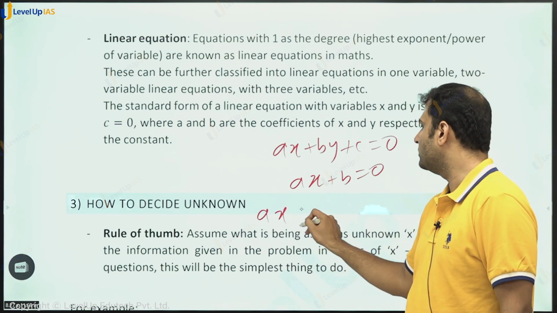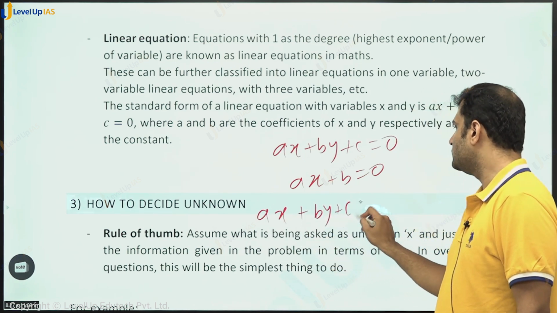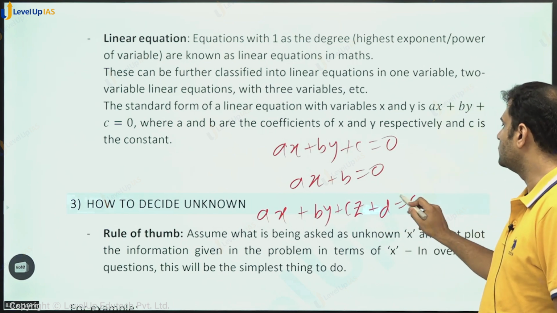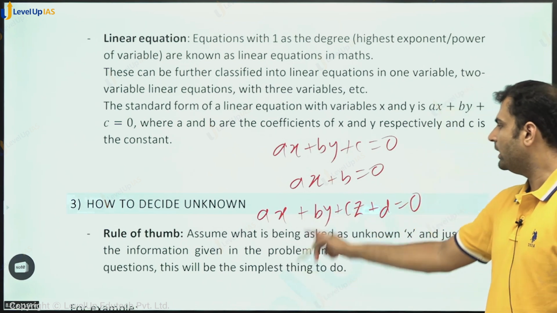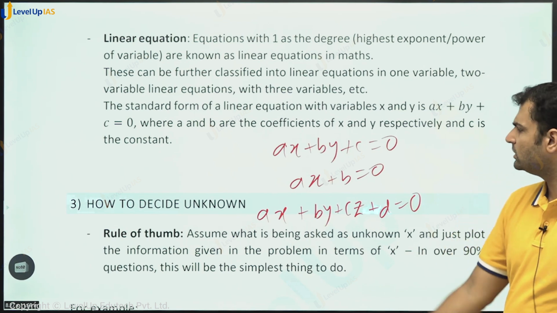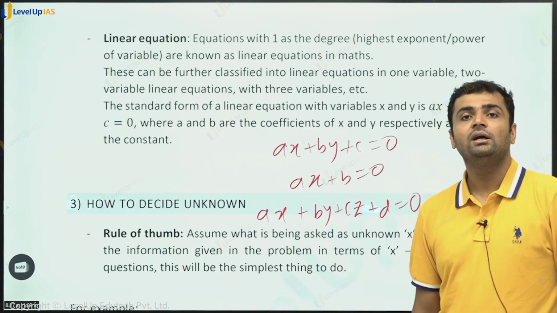Three variable: ax plus by plus cz plus d is equal to 0. So a, b, c, d यहाँ पे coefficients हैं, x, y, z are variables. So this is linear equation in three variables.